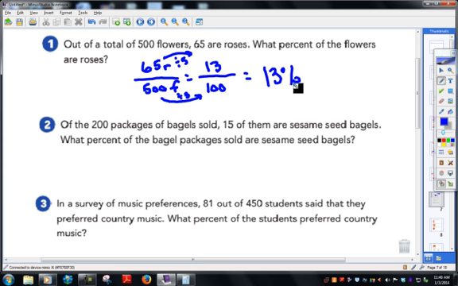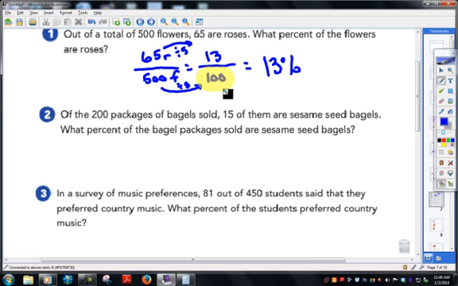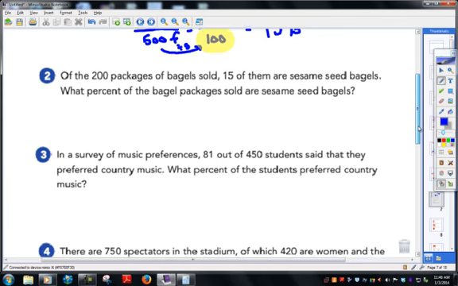Okay? It's all equivalent ratios. It's the same thing we've been doing. It's just now we're dealing exclusively with that, per 100. That's the only difference between this chapter and last, is we are dealing with the number 100 more often.